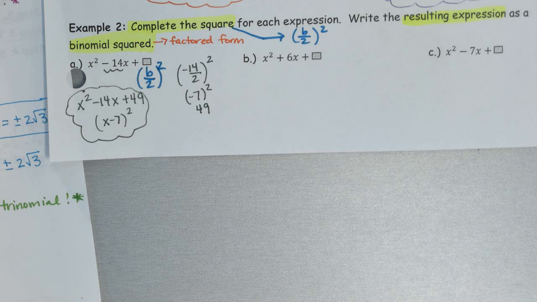Make sure that when you're factoring, your sign matches what term? Tell me. It's the B term, right? So if it's negative 14, you should have a minus in there.